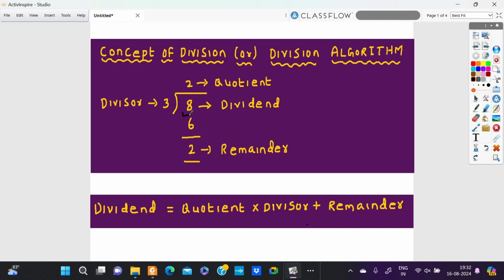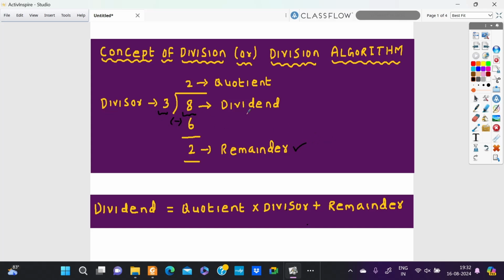I chose 8 divided by 3, and the quotient would be 2 and the remainder is 2. I just want you to be familiar with these names. This number 8 is called the dividend, 3 is the divisor, 3 times 2 will give us 6, so 2 is the quotient. 8 minus 6 will give you 2 and that 2 is the remainder.